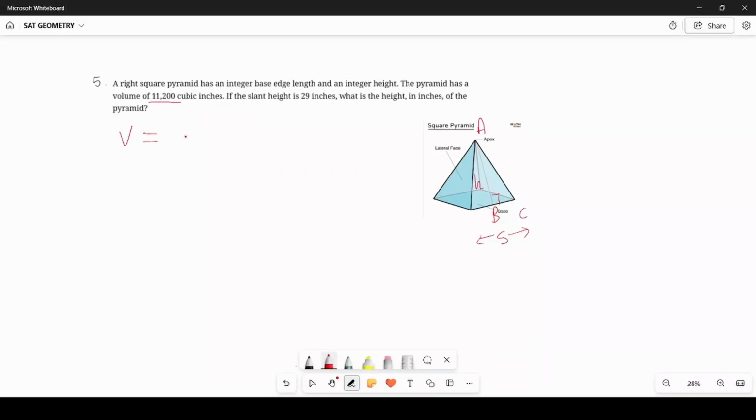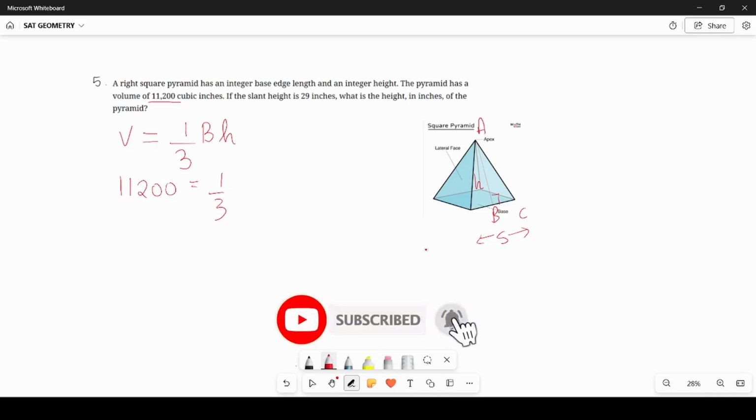Now, the formula for the volume of any pyramid is 1 by 3 times the base area times the height of the pyramid. So, here I will put the values now. The volume is 11,200 equals 1 by 3. The base area, we don't know the exact value of it, but since we have assumed that the side length is s, and since the base is a square, the area of the square with the side length of s would be s squared, times h. Now we cannot do anything further here because we do not know the value of s, so we cannot solve for h from this equation. So I'm going to put this as equation number 1.